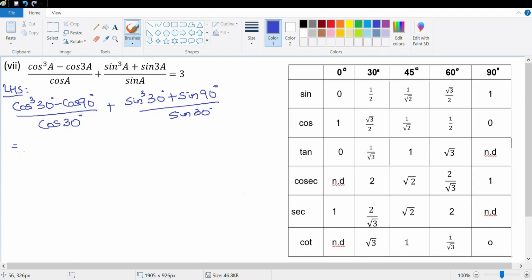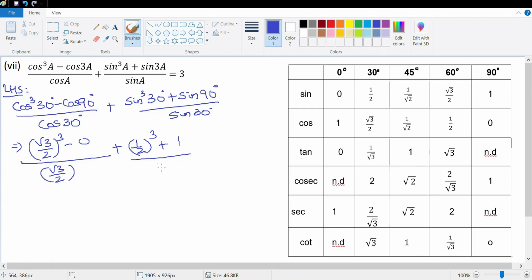Let's just write what we're working on, left hand side. Let's substitute values. Cos 30 degree is root 3 upon 2 whole cube, minus cos 90 degree is 0 upon cos 30 degree, which is root 3 upon 2, plus sine 30 is half, so this is half cube, plus sine 90 is 1 upon sine 30 is half. And this is root 3 upon 2 to the power cube divided by root 3 upon 2 plus 1 upon 2 cube is 1 upon 8 plus 1 divided by half.